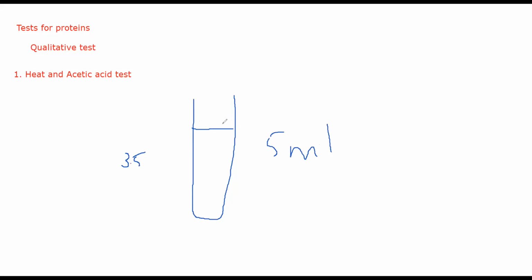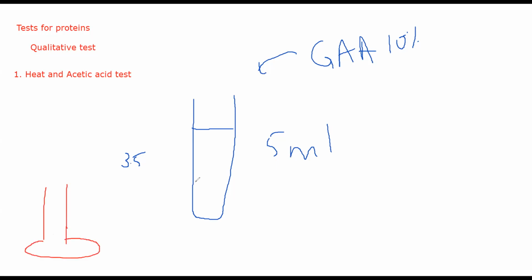If the urine is alkaline, you will add a little bit of acetic acid, specifically 10% glacial acetic acid, so that the urine is acidified and the pH of the urine is decreased. Now once you have this acidic urine, you will heat it. You will take a burner and heat only the upper part of the test tube, rather than the lower part.